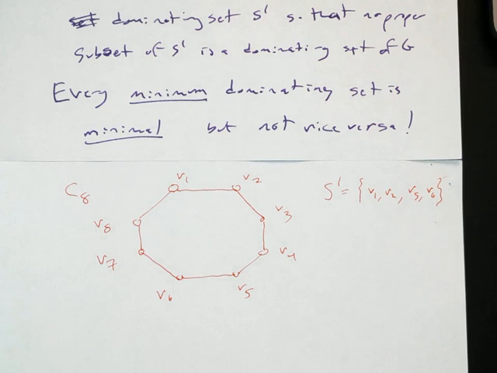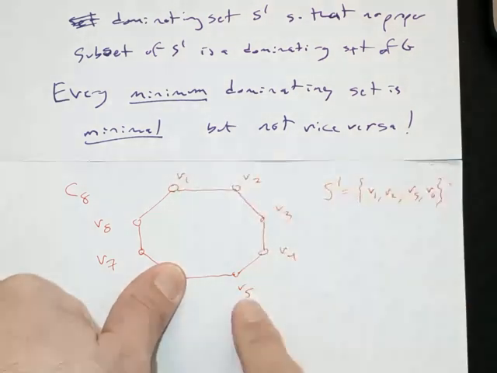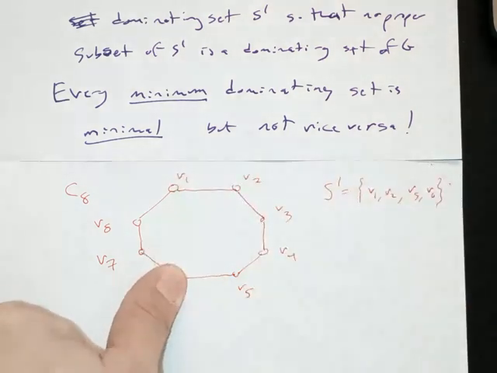Which one do you want to throw out? 6? If I throw out 6, then I'm using 1, 2, and 5. Nothing covers V7. V6 gets covered by V5. But neither V8 nor V6 is in this set. I'm missing a vertex.